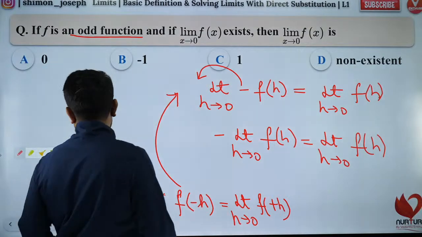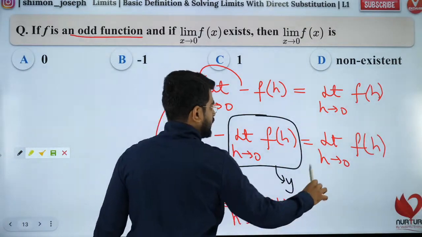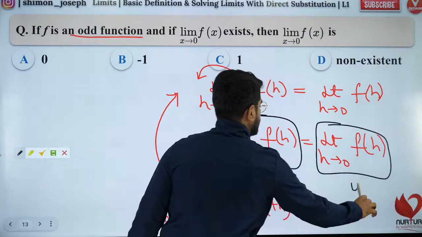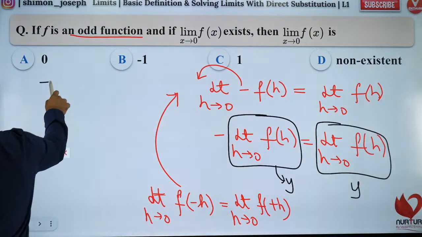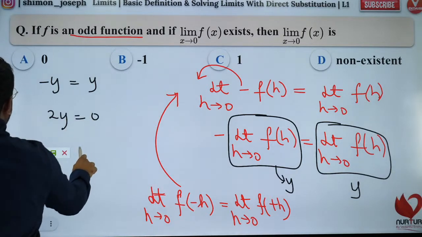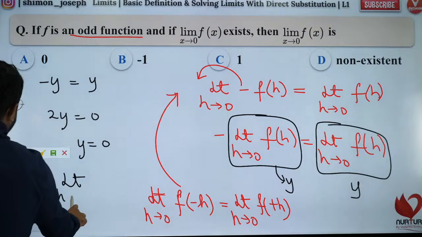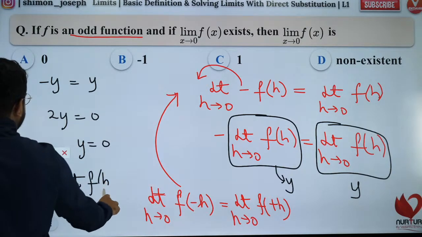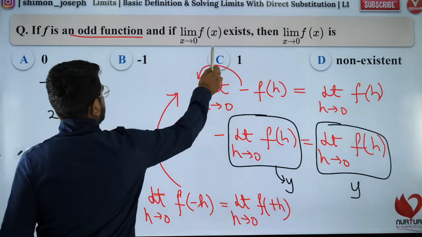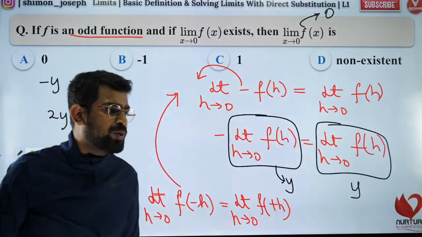Now boys and girls, let's take this value as y. So can I say this is also y? So what do I have? I have minus y is equal to y. So I'll get 2y is equal to 0. So y is equal to 0. Which means your limit as h tends to 0, f of h is 0. That is how you solve it. I hope you guys liked it.